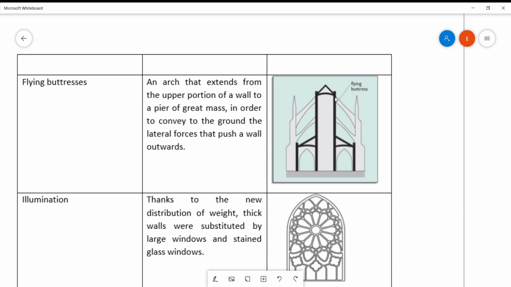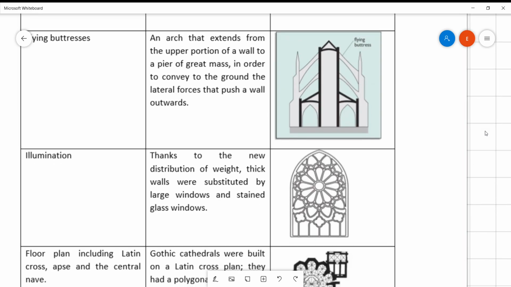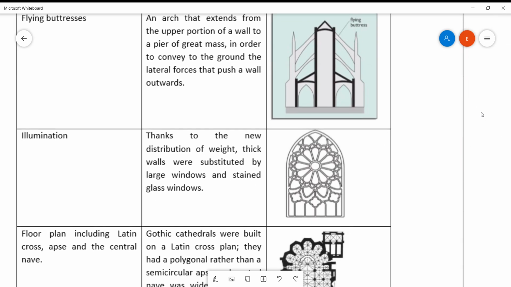And we are conveying the lateral forces that push a wall outwards. You only have to imagine that these flying buttresses are like hands or people trying to support the wall. Okay, this is what it is. If we take away these flying buttresses, the whole church would collapse, as you can imagine.